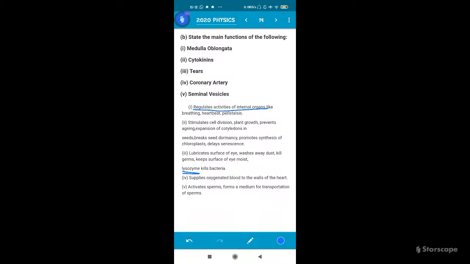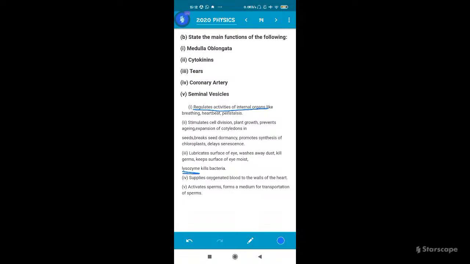Next is coronary artery. So coronary artery is the blood vessel which is supplying blood to the heart muscles for its own working. So it supplies oxygenated blood to the walls of the heart. You can also write it supplies oxygenated blood to the heart muscles. Both the answers will be correct.